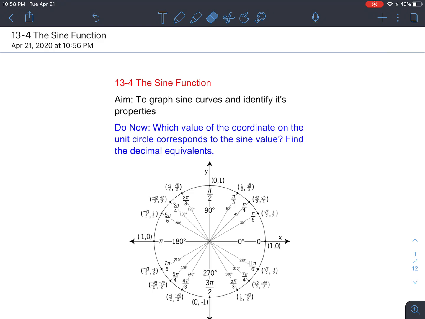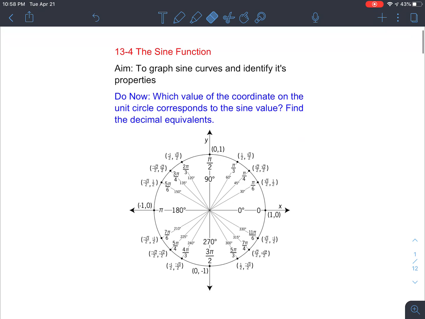So today we're going to be looking at sine of x now as a function that can be graphed on a coordinate plane. Okay, so the aim of today is going to be to graph these sine curves and identify specific properties. So we're going to have a big vocabulary day today.